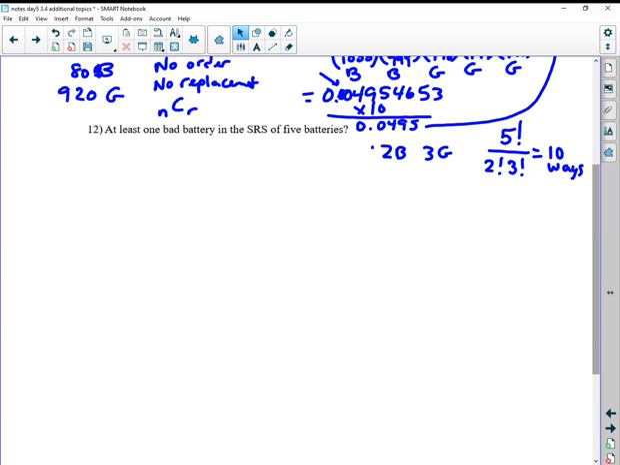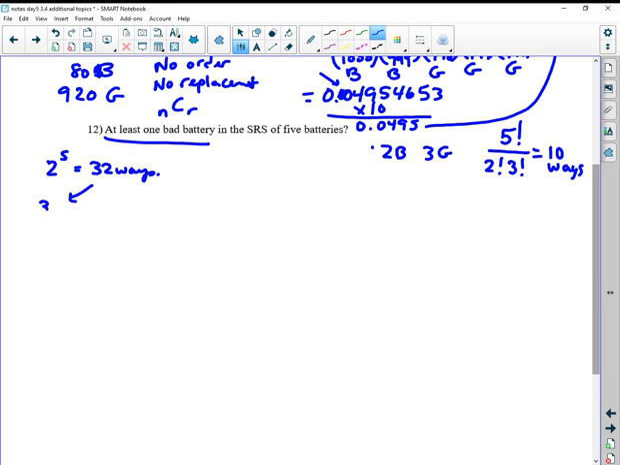Okay, at least 1 bad battery. So if you want 5 batteries with at least 1 battery being bad, oh my goodness, there's going to be 2 to the 5th. There's going to be 32 ways to reorder this. 31 of them will have at least 1 bad battery. Only 1 way will be good, good, good, good, good. There's going to be only 1.